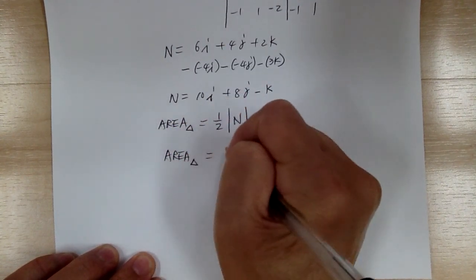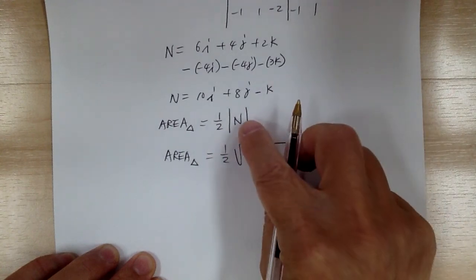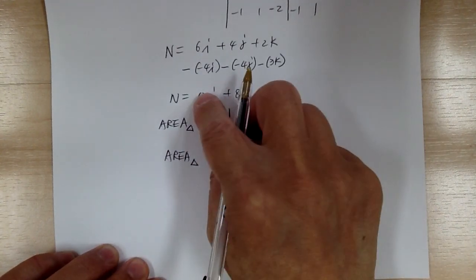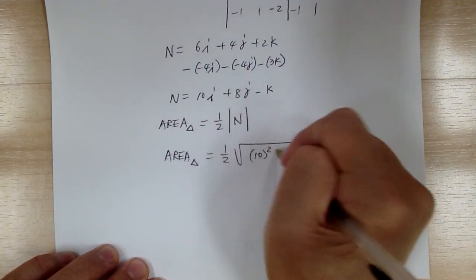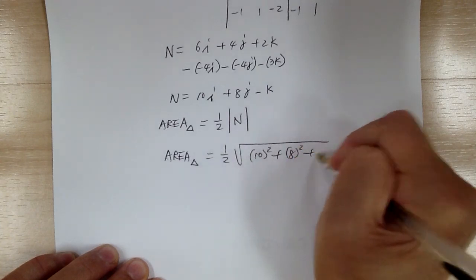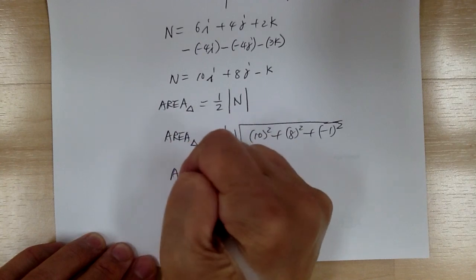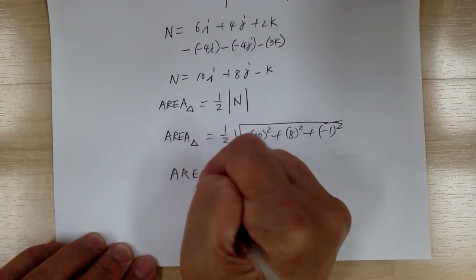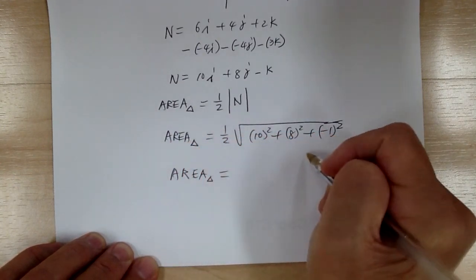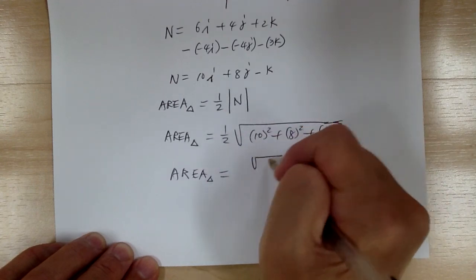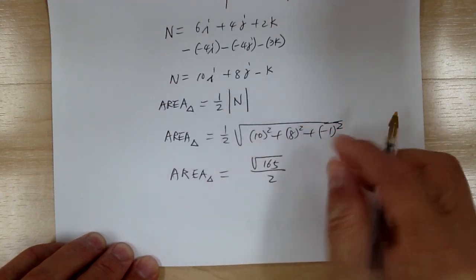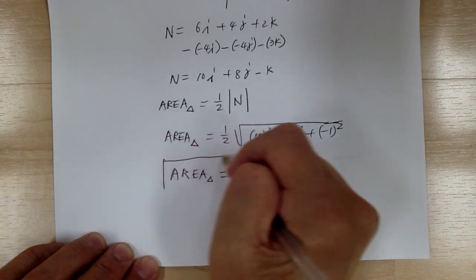So area of the triangle equal to 1/2. Now the magnitude of the n, we just square each one, right? So you got 10 squared plus 8 squared plus negative 1 squared. So area of the triangle equal to, now this is just going to give you square root of 165. Okay, so you just work it out.